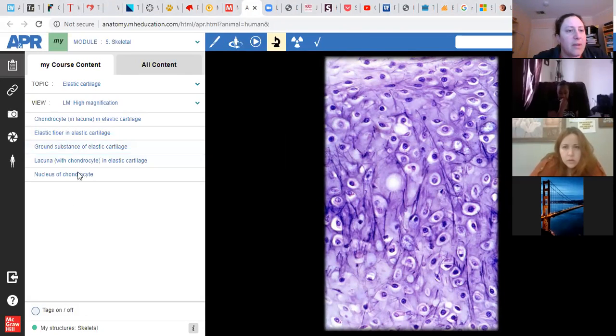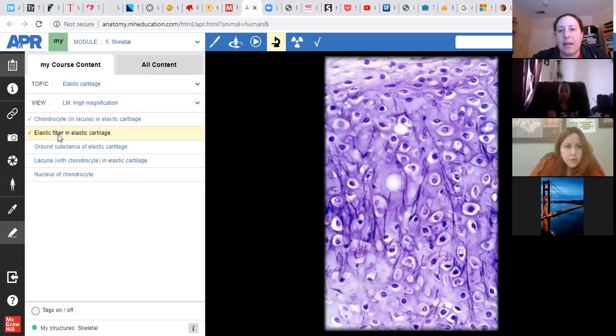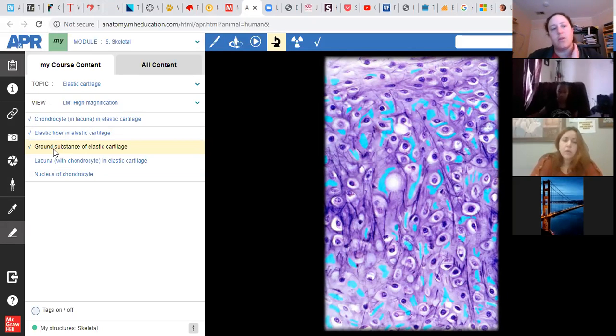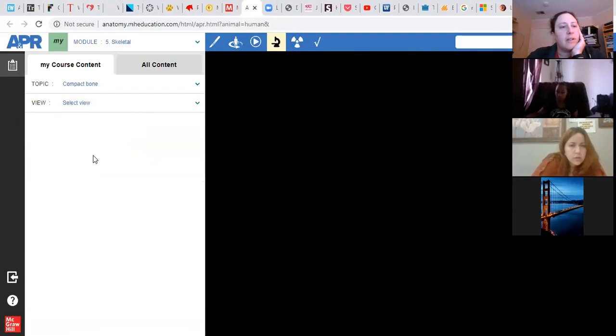I don't know what's going on, but anyway, you don't need to know the individual things, but it can be helpful to, you know, select your different parts and say, oh, look, those are the chondrocytes and the lacunae, and here's the elastic fibers. So pointing this out in part because as we go forward, this might be useful for different slides.